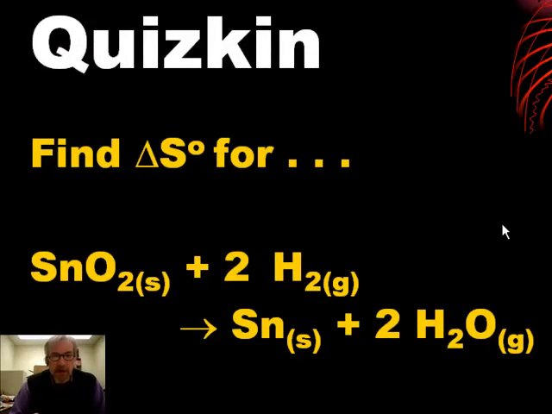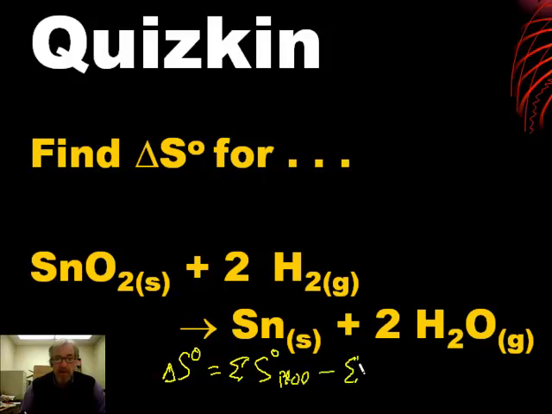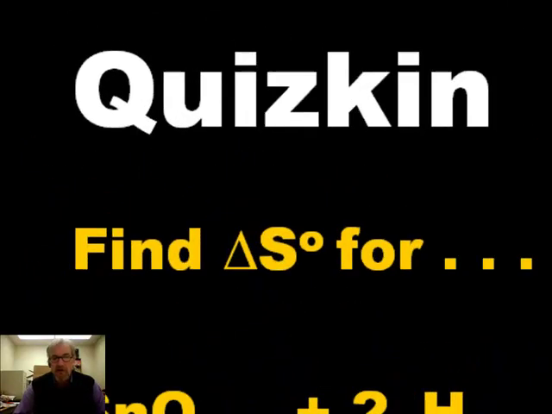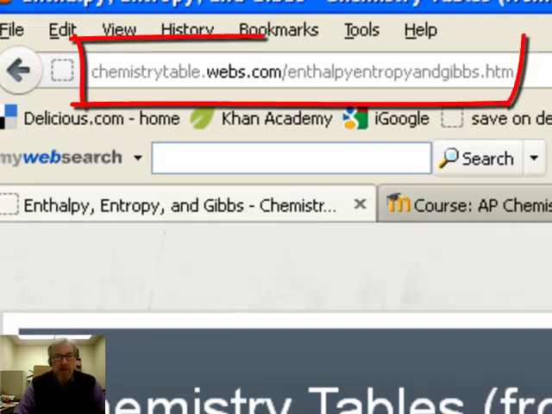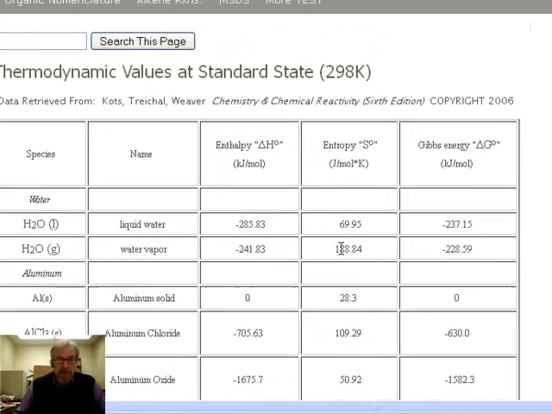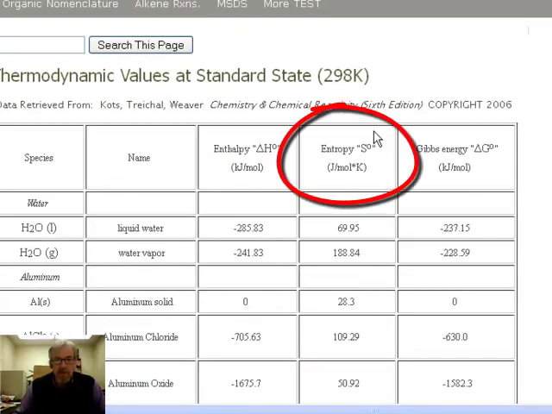We're supposed to find delta S for this reaction where tin 4 oxide is reacting with hydrogen gas to produce tin and water. It's possible to find delta S naught by just taking the sum of the standard entropies of the products and subtracting the sum of the standard entropies of reactants. So we'll have to find a table that has those data on it and then use that to make this calculation. So I did a quick internet search and I found this chemistry table. If we look at the headings here, we see that the standard entropy is in this column here, the 4th column over from the left.